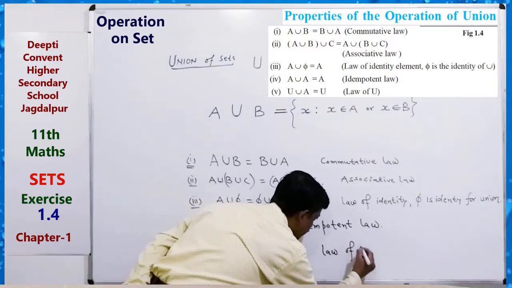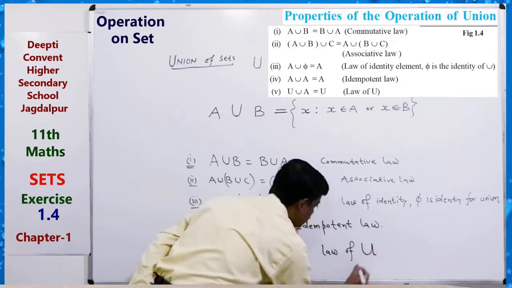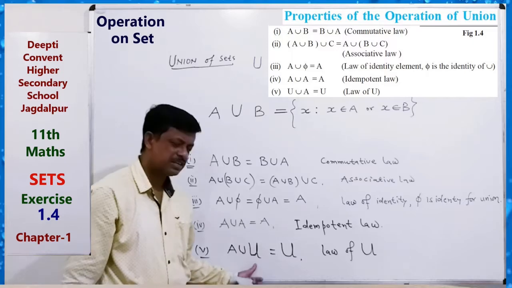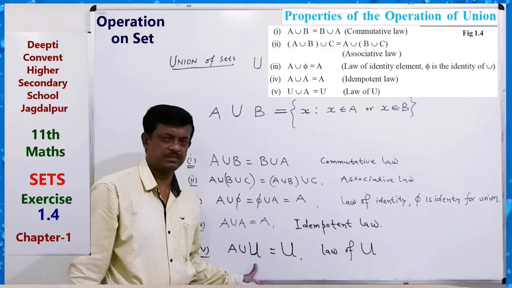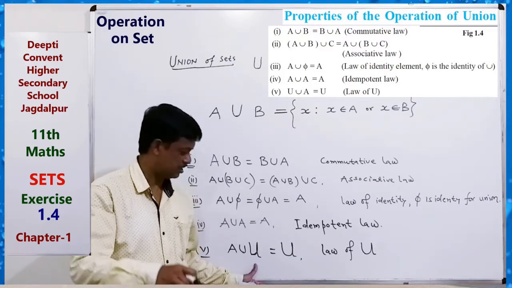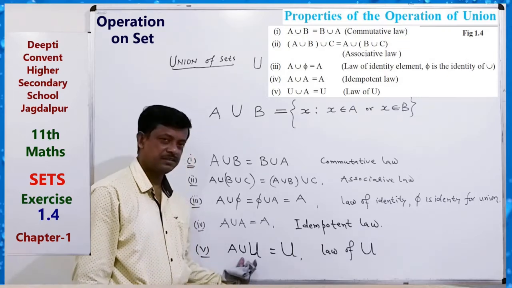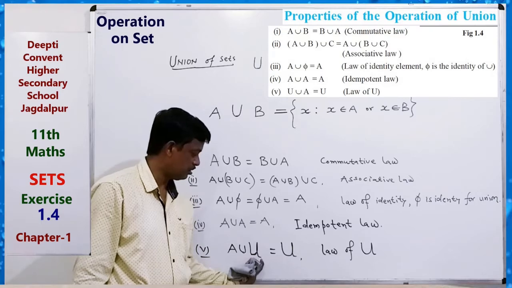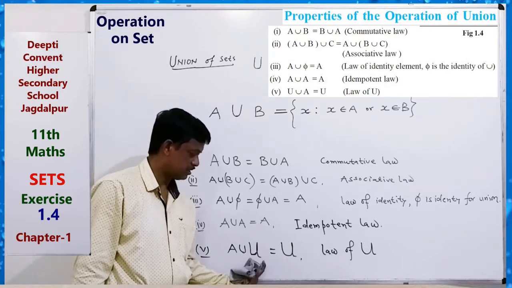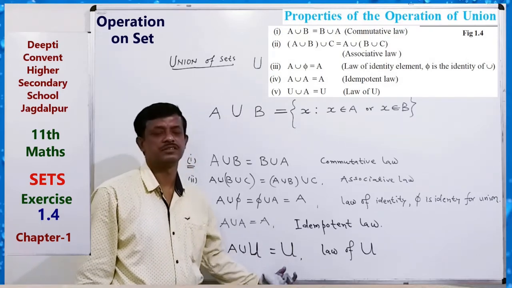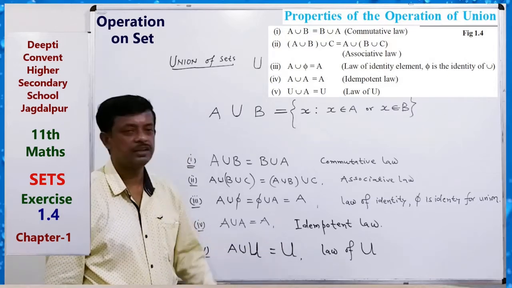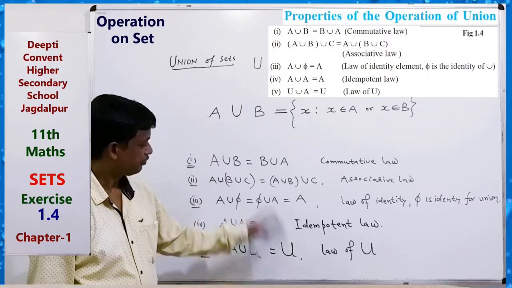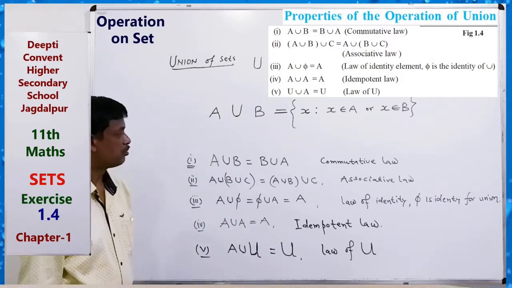Law of universal set. Universal set contains all the sets under consideration. So A union this, X belongs to A or X belongs to the universal set. X belongs to the universal set means we get the universal set, because A is completely in the universal set. So these are the properties.